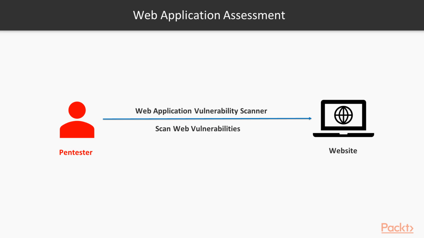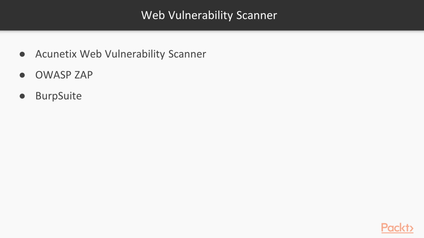And how can we find out the vulnerabilities? With the help of web application vulnerability scanners. There are various scanners available in the market. For example, you can try scanners like Acunetix Web Vulnerability Scanner, OWASP ZAP Proxy and Burp Suite. These are web vulnerability scanners, and in this section we are going to take a look at these vulnerability scanners.